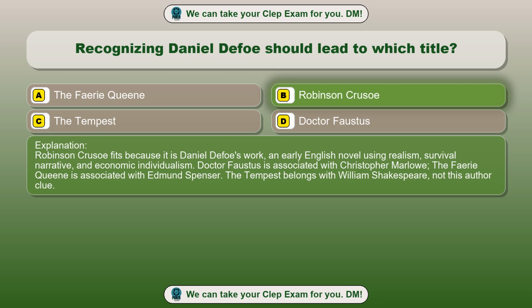economic individualism. Dr. Faustus is associated with Christopher Marlowe. The Fairy Queen is associated with Edmund Spenser. The Tempest belongs with William Shakespeare, not this author clue.